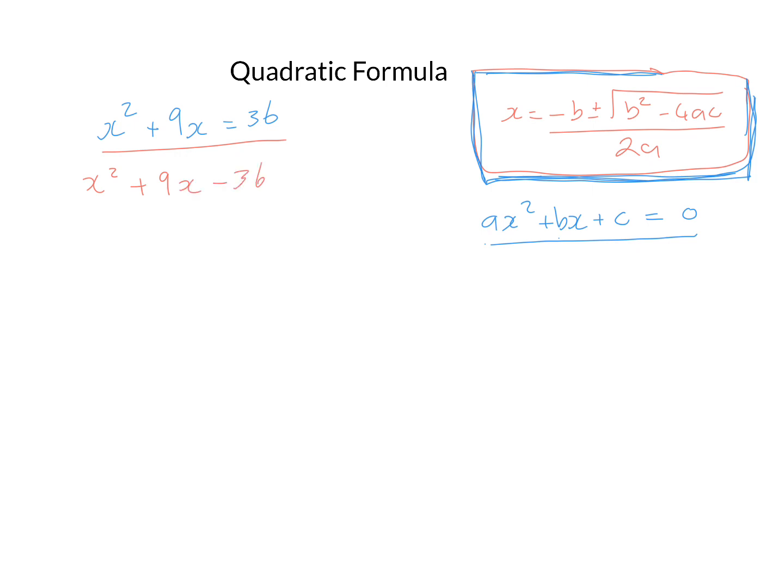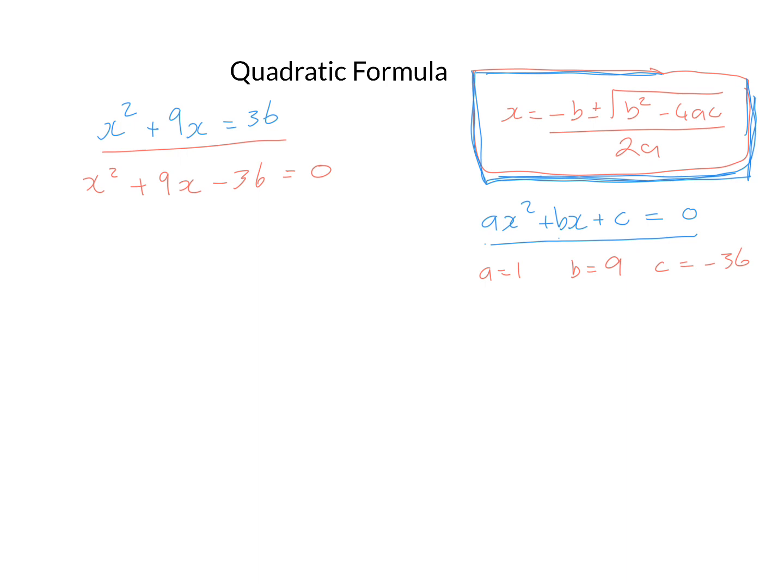And now we have a quadratic. So, what are my values? A is equal to 1, B is equal to 9, C is equal to negative 36. I can now plug this into my formula, and away we go.